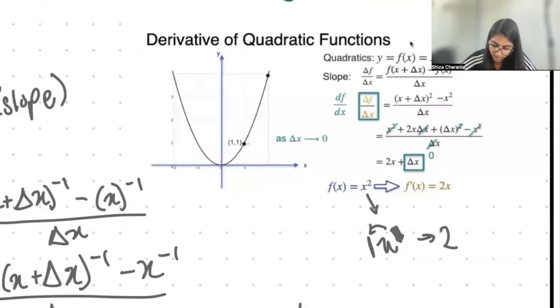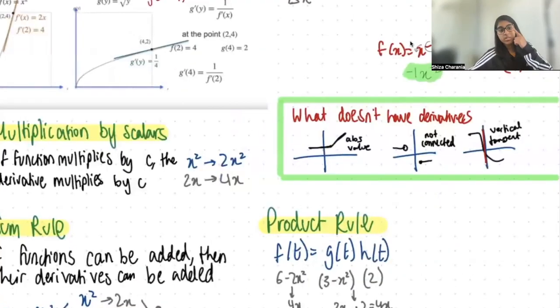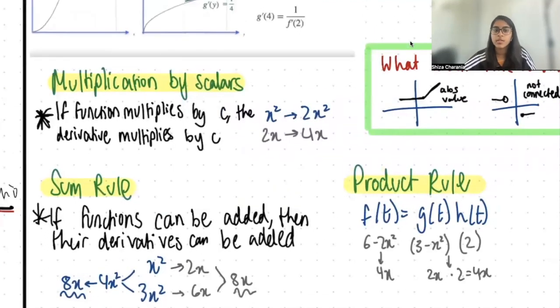And then you would subtract 1 from 2, which makes x to the power of 1. So that becomes 2x. Anyways, more on different rules that derivatives have. There's multiplication of scalars. If a scalar multiplies the function, the derivative also multiplies by that scalar. So let's say you had the function x squared, and the derivative becomes 2x squared.